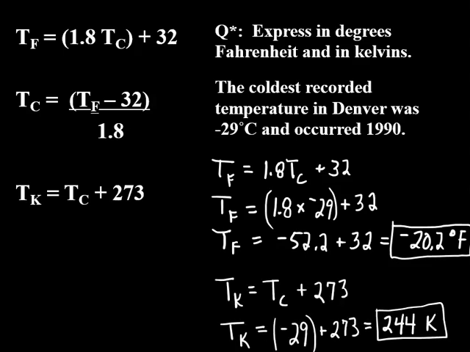degrees Fahrenheit. We calculate the temperature in kelvins by taking the temperature in Celsius plus 273. So the temperature in kelvins will be equal to negative 29 plus 273, and we get 244 kelvins. This means the coldest recorded temperature in Denver was negative 29 degrees Celsius, which is the same thing as negative 20.2 degrees Fahrenheit, and the same as 244 kelvins.